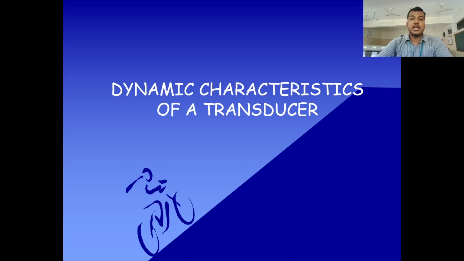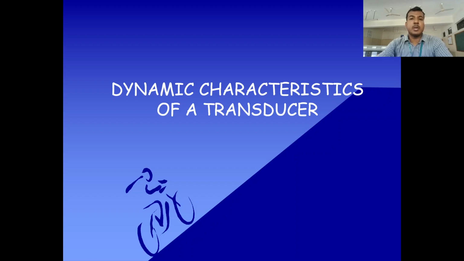In this video we are going to see about the dynamic characteristics of a transducer. In the last video we have seen about the static characteristics. Static characteristics means both input and output do not change with respect to time, or in other words, they are time invariant. The opposite to that is the dynamic characteristics, where the measurand is going to change in a dynamic manner.